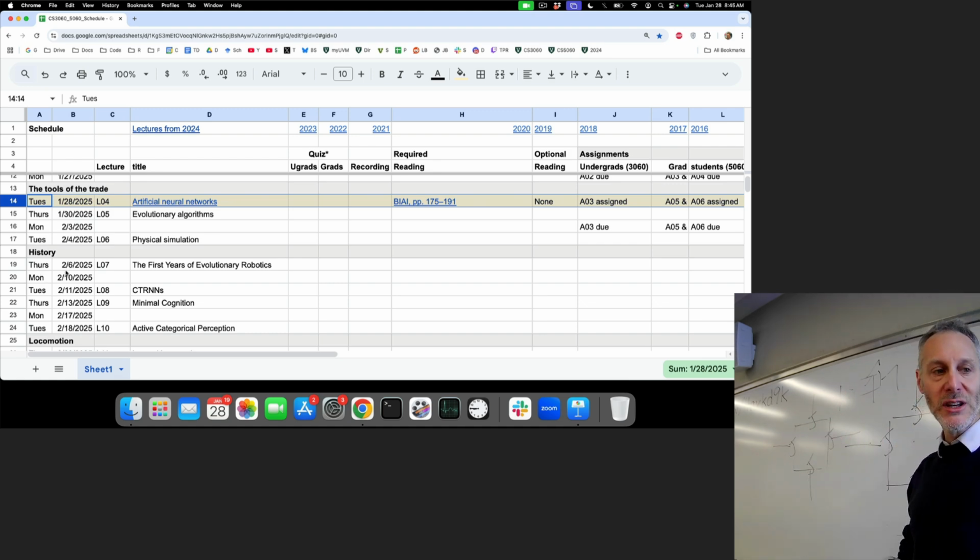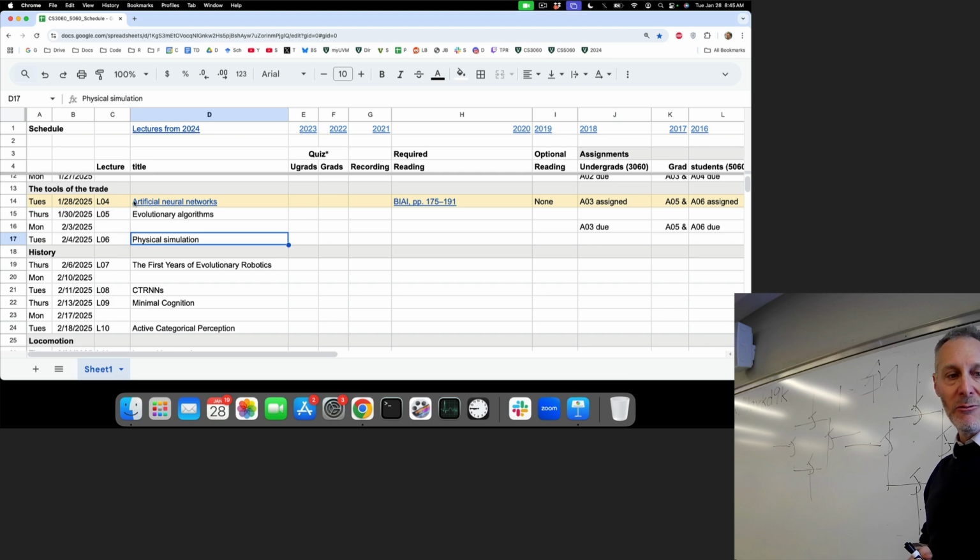Now we're going to switch mental gears and do the nuts and bolts stuff, the engineering, the science underneath robots. And we're going to look at, in the next 3 lectures, the 3 main tools that underpin robotics and that you're now implementing in your assignments: artificial neural networks, evolutionary algorithms, and physical simulation. So we're going to start today with artificial neural networks.